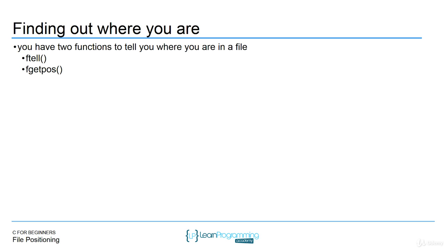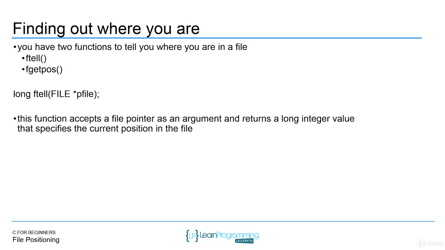So finding out where you are, we're going to talk about first. You have two functions to find out where you are in a file. One is called ftell and one is called fgetpos, fgetPosition. For ftell, the actual function definition is pretty straightforward. You return a long and you take a file pointer. This function is going to accept a file pointer as an argument, and it will return the long integer value that specifies the character position in the file. So it's going to tell you the position.